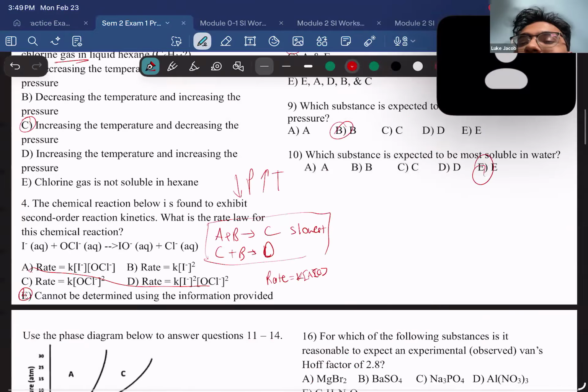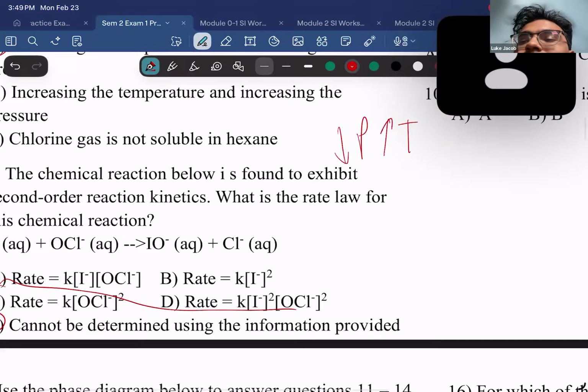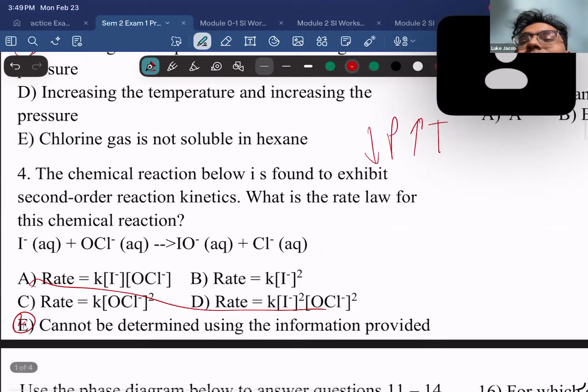The other way is experimentally using the numbers. You see three different experiments, and when you double something, the rate doubles, and so on. If you don't have the experimental data or the reaction mechanism, you're not able to figure out the rate law. That's the big idea. So you need either the experimental data or the reaction mechanism. Does that make sense? Yep, thank you.